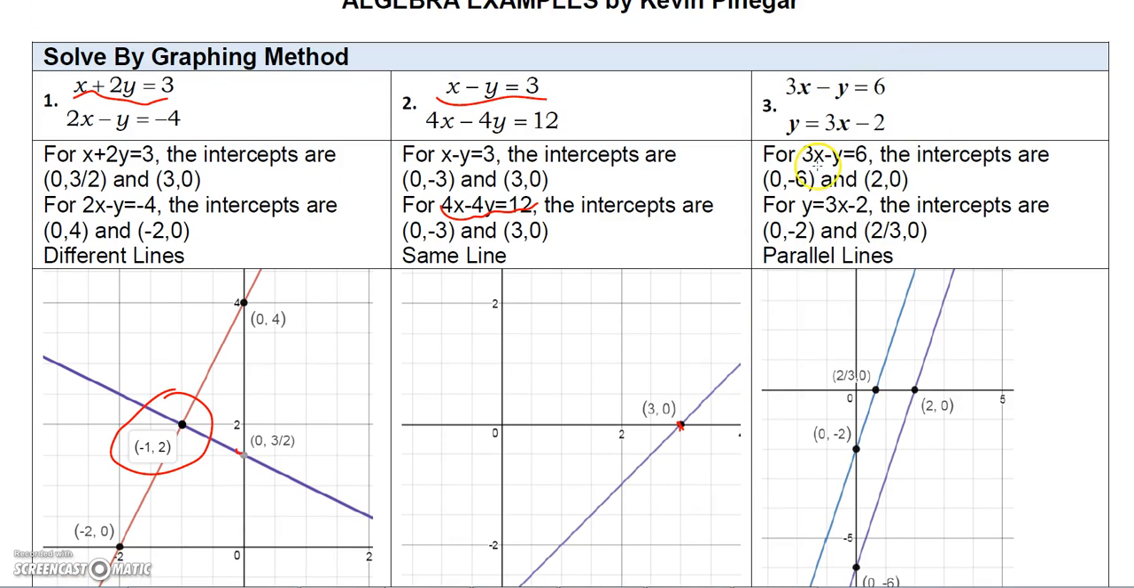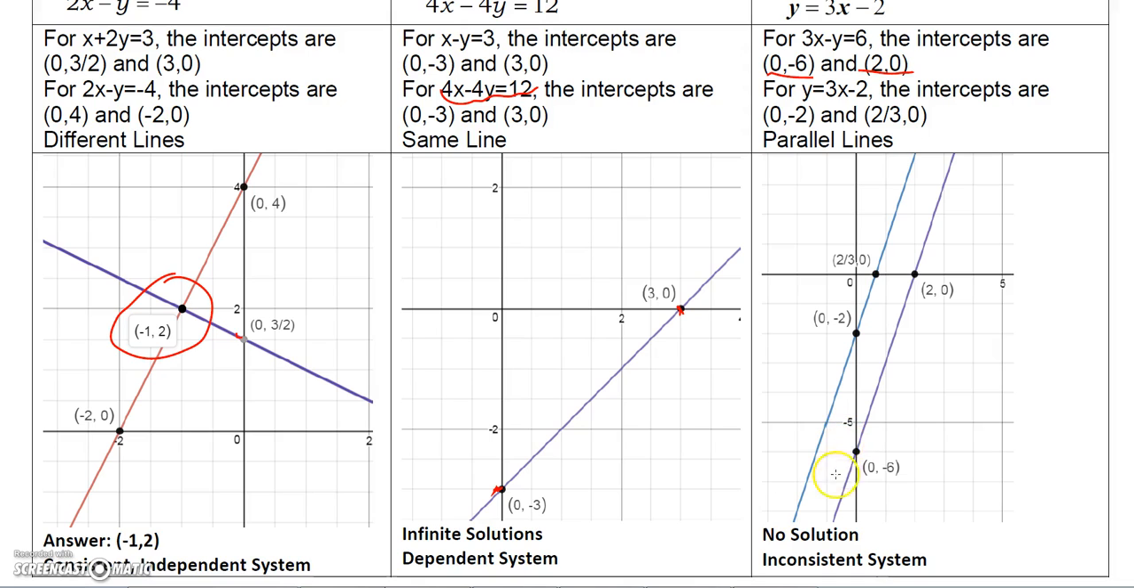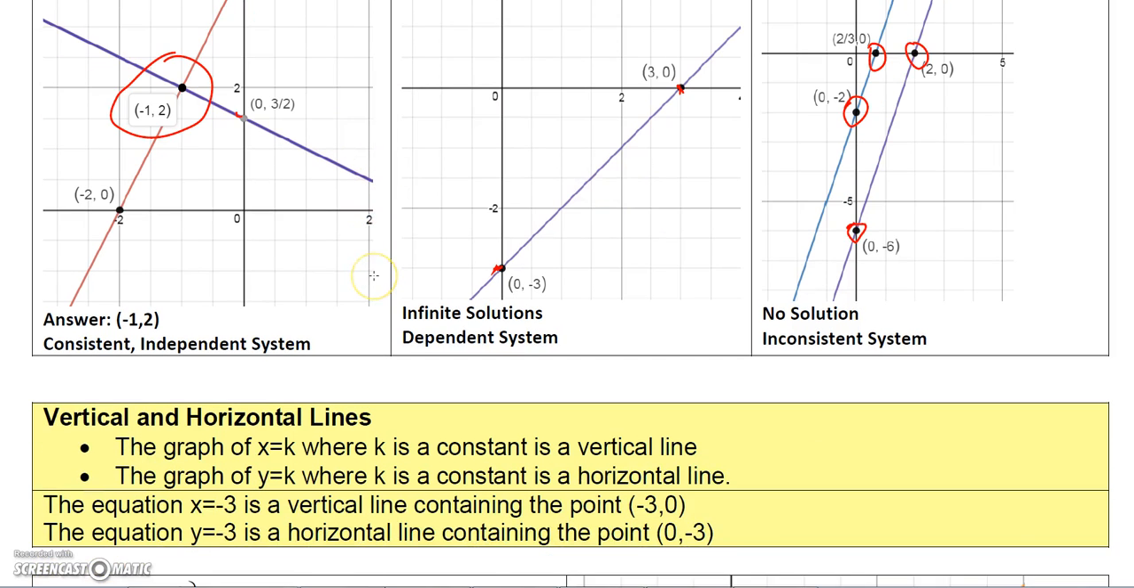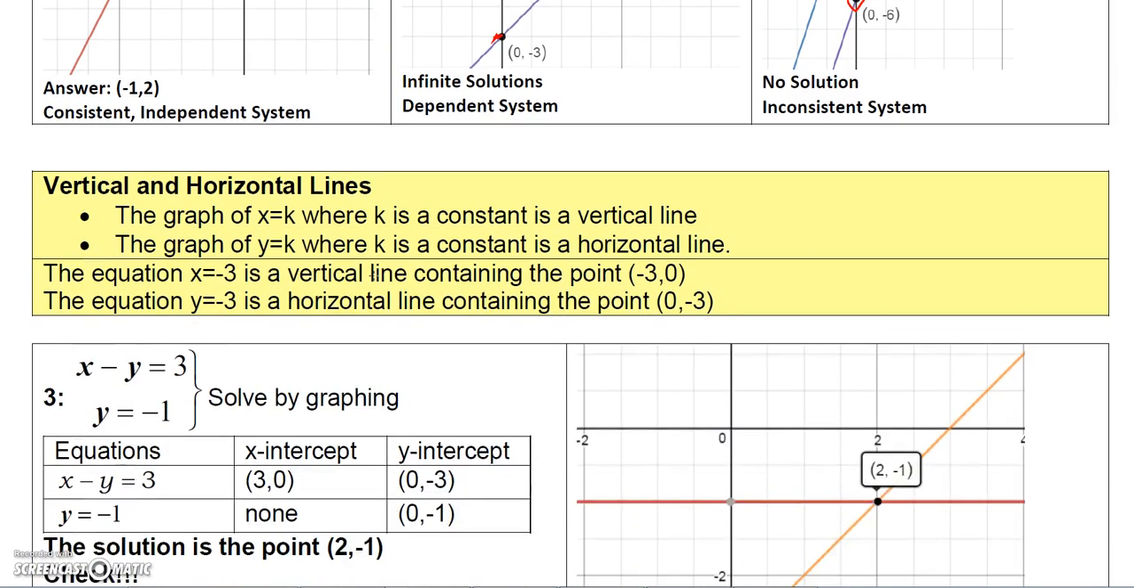And then for this one, the 3x minus y equals 6 goes through (0, -6) and (2, 0). So that would be here and here. So you draw the line through those points. And then y equals 3x minus 2, if you find the intercepts for that, you'll see it goes through (0, -2) and the point (2/3, 0), but they have the same slope. So these lines would be parallel lines, and they have no solution. Okay, and so that's an inconsistent system.